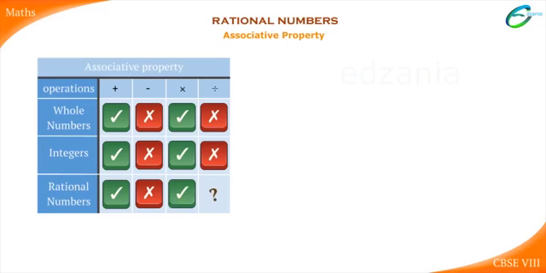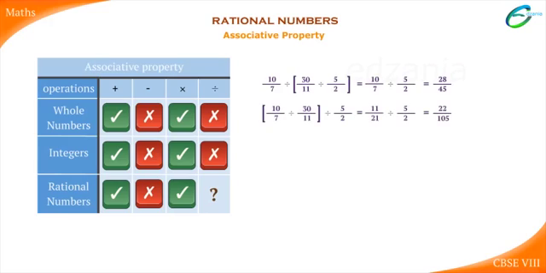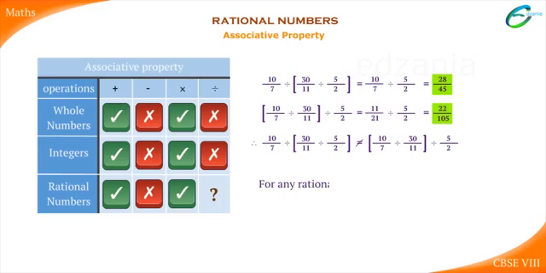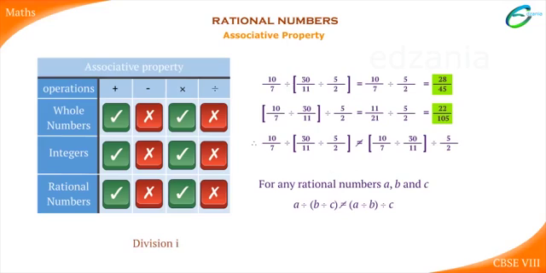Now, let us check the associative property for division. We perform division over three rational numbers by grouping any two terms. We get different results in both the cases. So, for any rational numbers a, b, and c, (a ÷ b) ÷ c is not equal to a ÷ (b ÷ c). Hence, division is not associative for rational numbers.